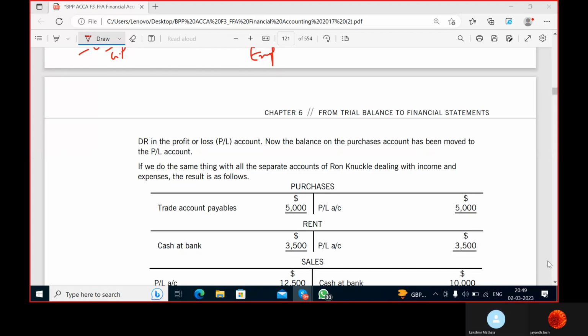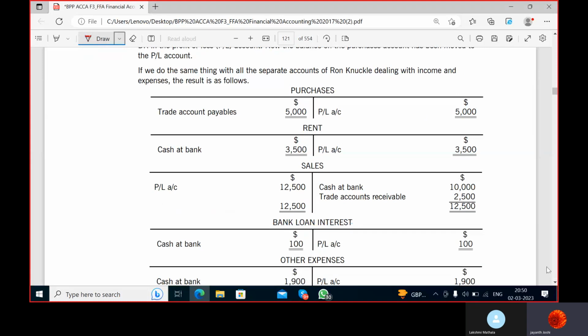So now we have all those expenses and income accounts. We have a balance of some 5,000 in the purchase account. So we need to close this. So we will transfer this balance to which account? P&L account, correct? Correct, sir. Because purchase is an expense and that should be shown in the P&L account. Okay, so we'll transfer this to P&L account. And this rent, whatever we have, again we have 3,500. We'll transfer to P&L account.